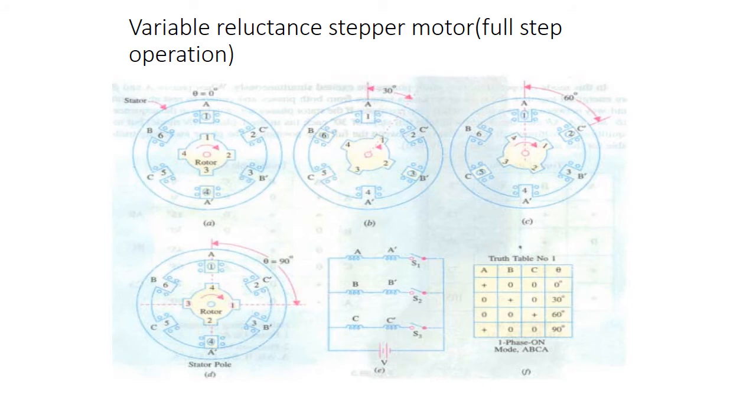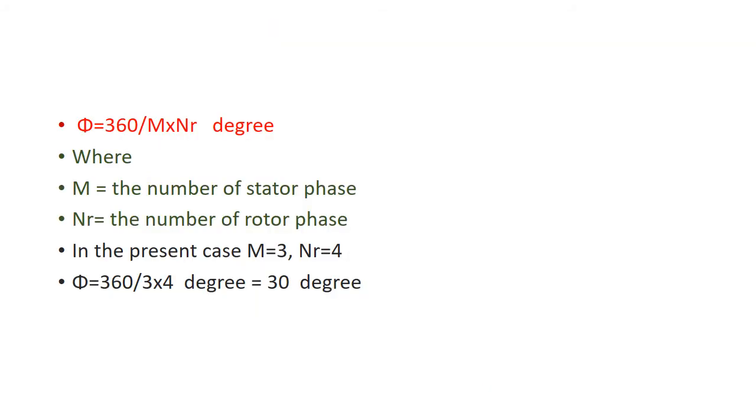So this operation keeps on rotating. How does it come to 90 degrees? The number of stator phases is 3 and the number of rotor phases is 4. When you multiply with this formula, you get 30 degrees per step.